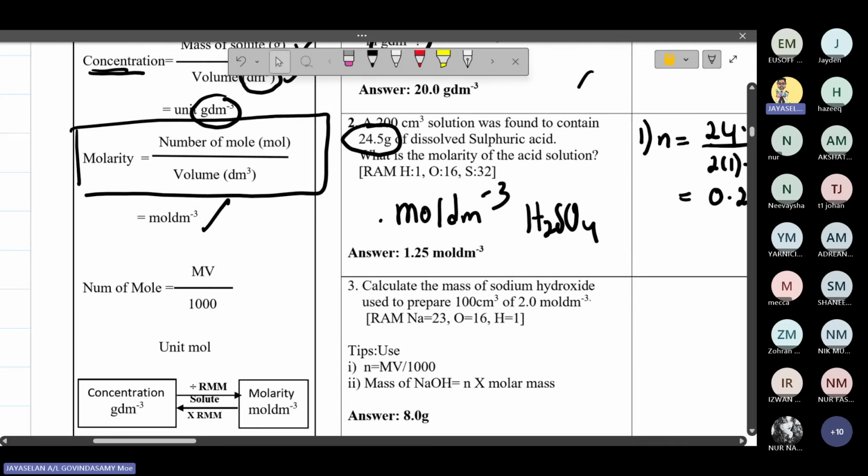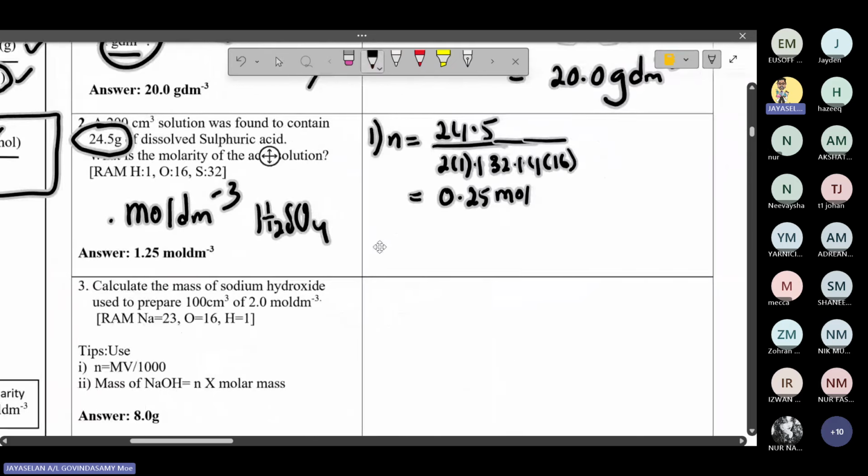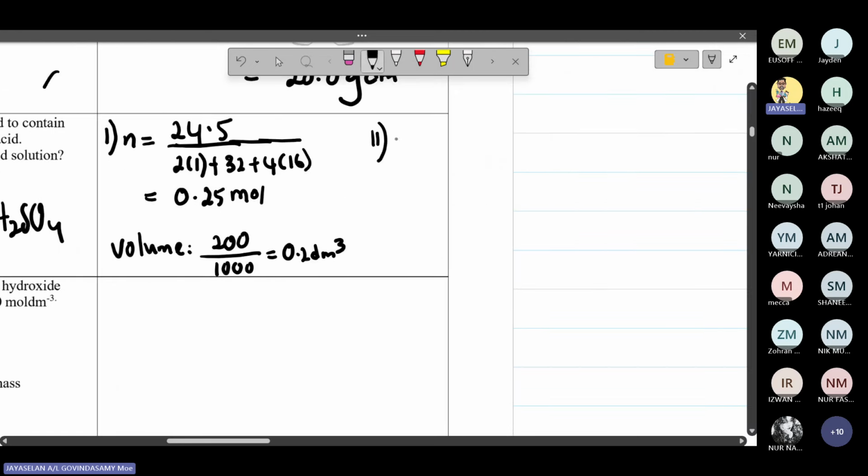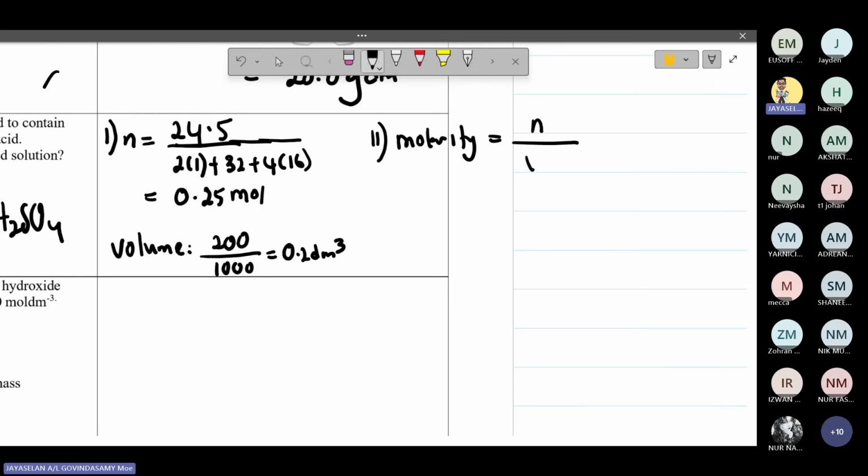So that means I already found this. Now what I do, I need to change the volume into dm power 3. How to change the volume into dm power 3? 200 divided by 1000. So that will be 0.2 dm power 3. Now apply in the formula. Formula of molarity is what? Molarity is number of mole divided by volume. The number of mole, how much did you get? 0.25 mole. And the volume? 0.2 dm power 3. Calculator, find the answer.